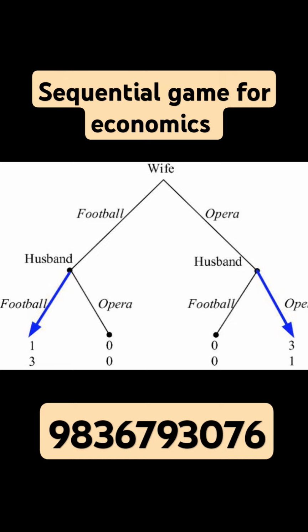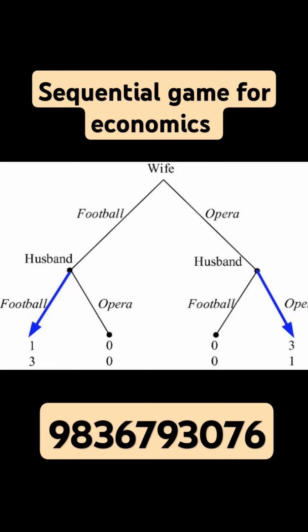Step 2 is the wife's decision. The wife anticipates that if she picks football, the husband will also pick football, so the payoff is 1, 3. And if she picks opera, the husband will also pick opera, so the payoff is 3, 1. Since she moves first, she has the power to choose the final outcome.